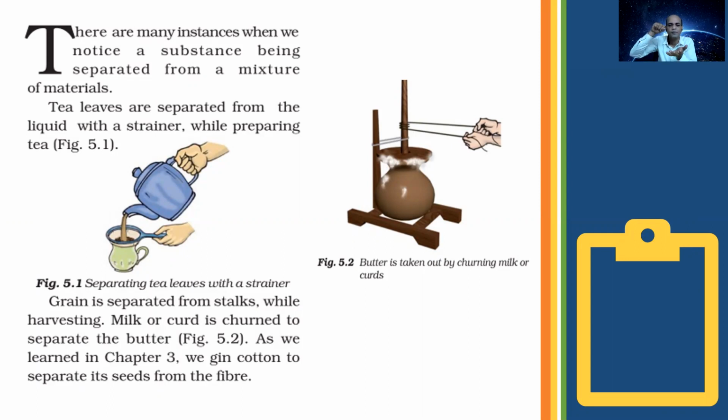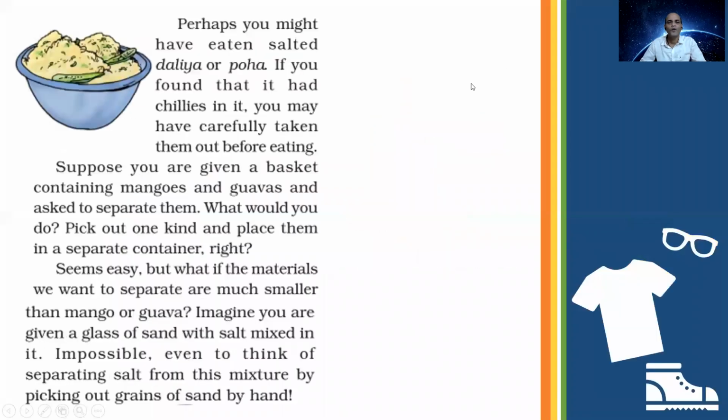By using a strainer we pour tea like this in the picture, and there we separate tea and other things, right? Now, besides that, there is butter. Sometimes by churning milk, milk is being churned so that we get butter from milk, right? This is what is being done. Okay, friends, so this is the way how we separate certain things, right?